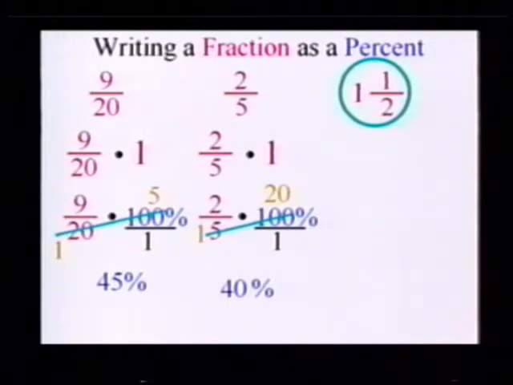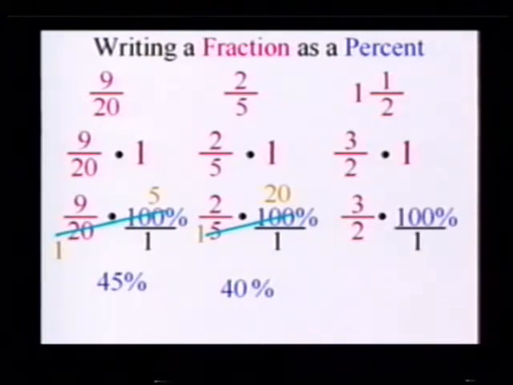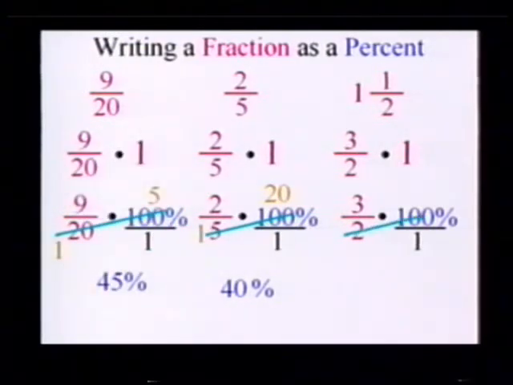Okay, how are we going to do this one? Well, I'm going to change it into an improper fraction first. 1 times 2 plus 1. It's got to be a fraction, and then multiply by 1, or really multiply by what 1 is, 100%. Okay, can I cancel? In this case, we've got to reduce. 2 into both. So that's 3 times 50, it's 150%.